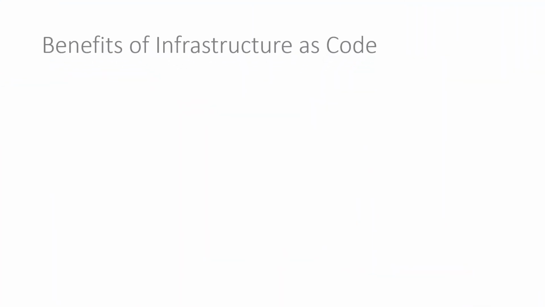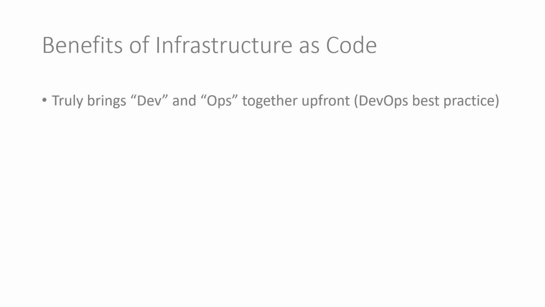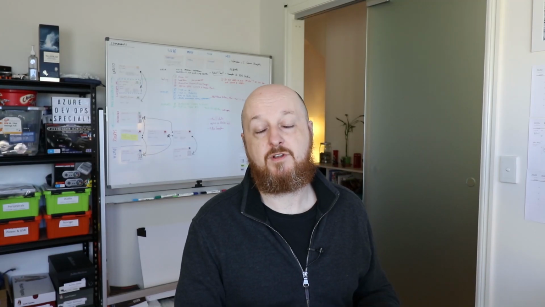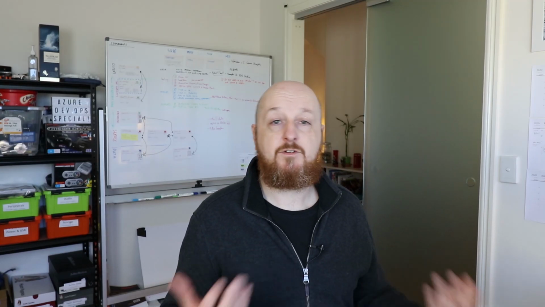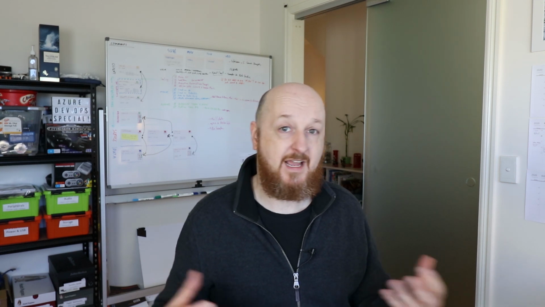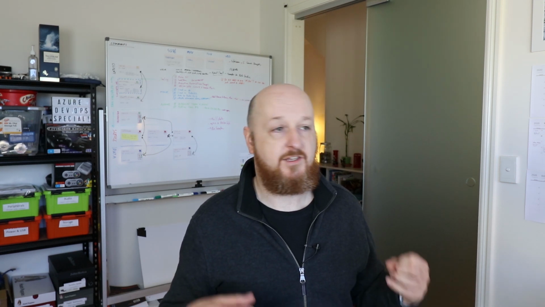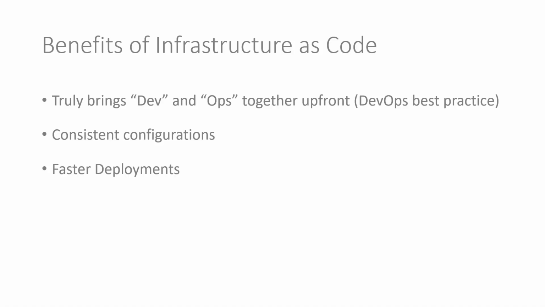All right, so just very quickly, some benefits of infrastructure as code. As I said, it truly brings dev and ops together up front, and I would consider it a DevOps best practice. You'll end up with consistent infrastructure configurations rather than stuff that's maybe somewhat ad hoc. You'll certainly end up with faster deployments, and I can attest to that. Even if you're not deploying or provisioning in production, even if you're just setting up test environments or dev environments, I can tell you using this is so much quicker than manually having to set stuff up.